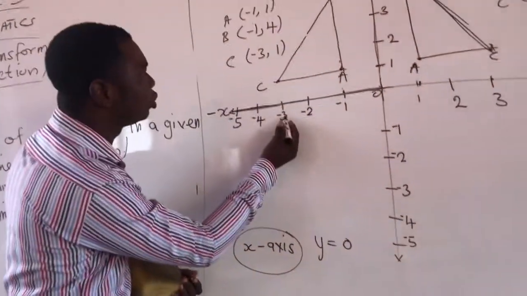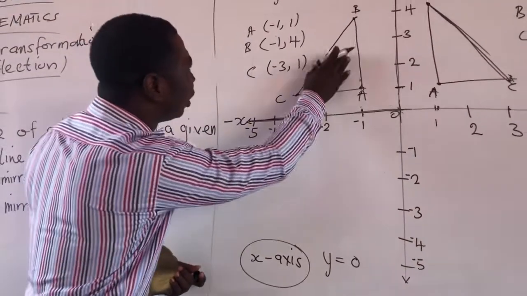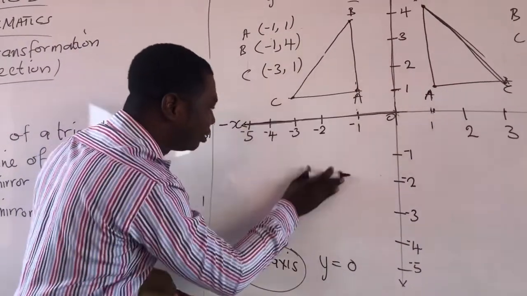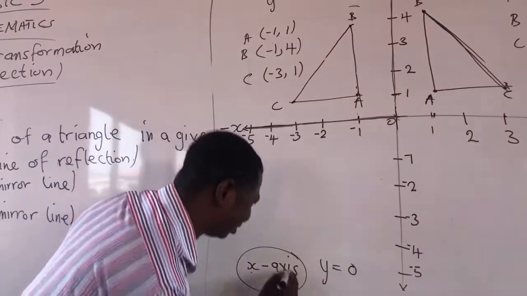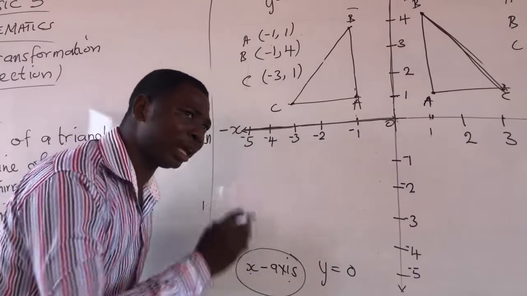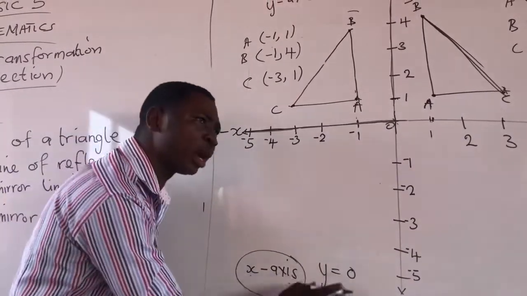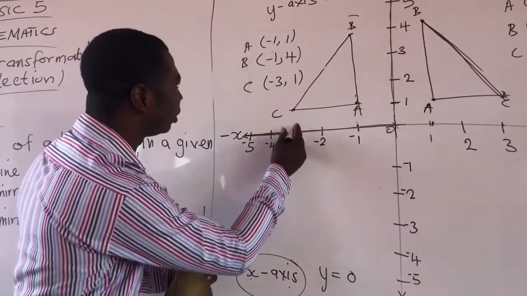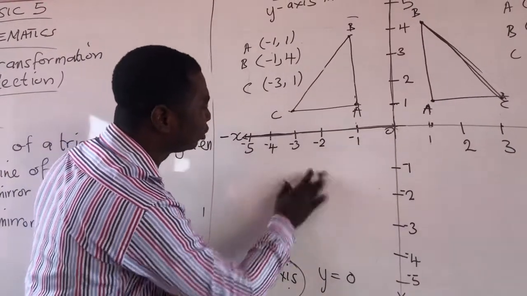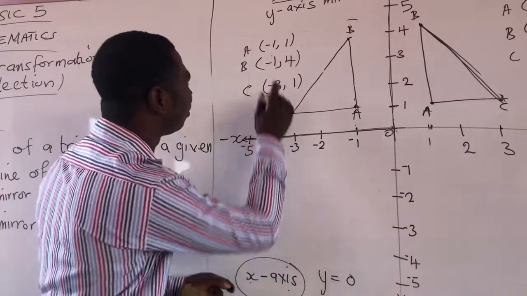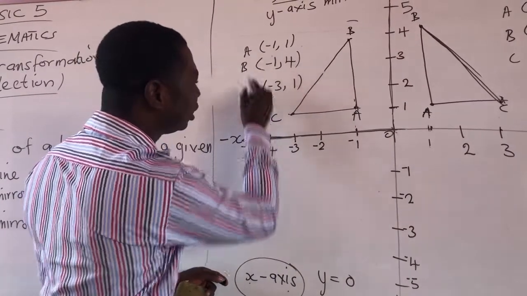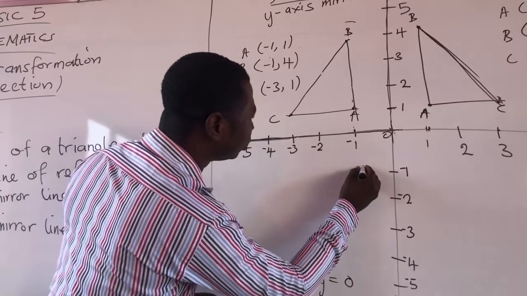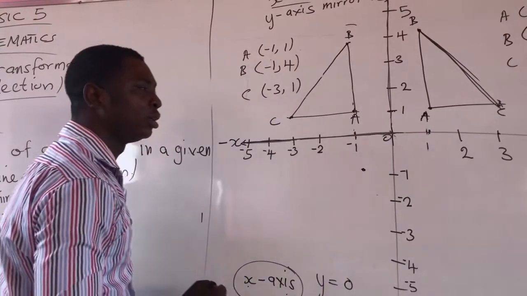So now let's come this side. We are affecting this object here. You see the x-axis mirror line, and it's the same as y equal to 0. So now let's use the coordinates and let's reflect the image here, the object here. Okay, what is it? A is 1, 1, right? So this is the meeting point.